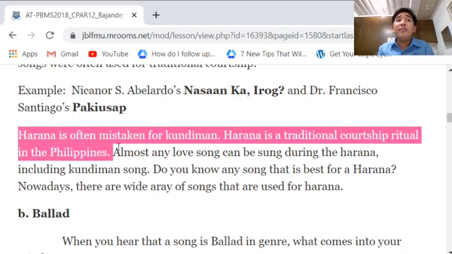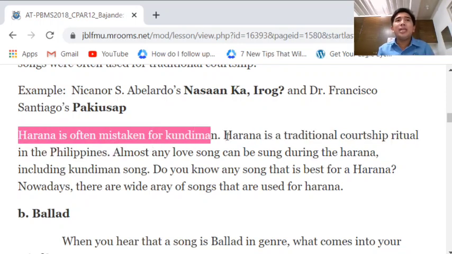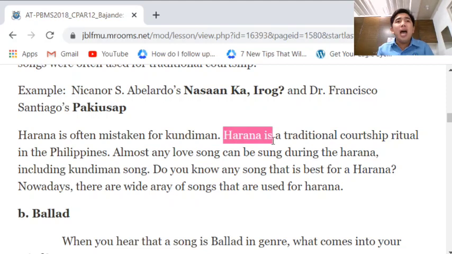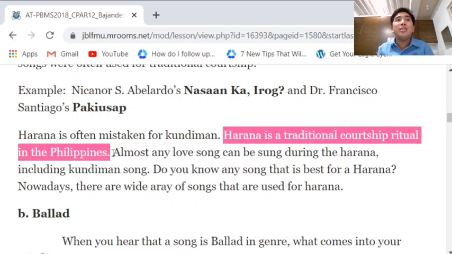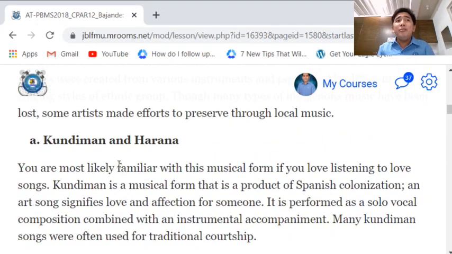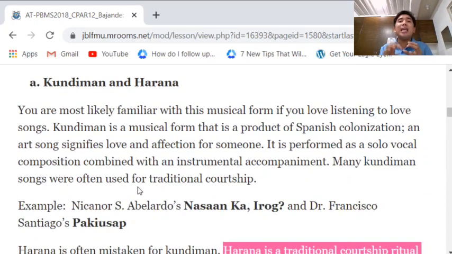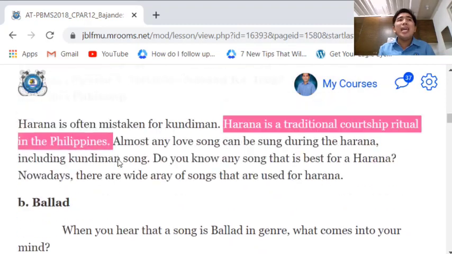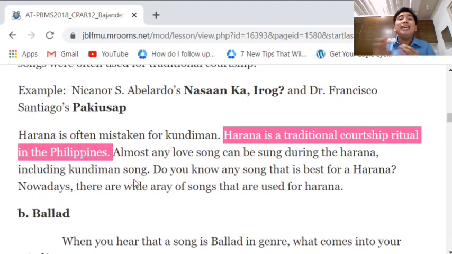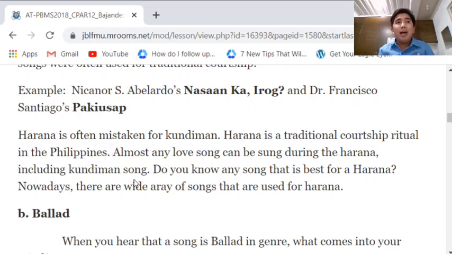Harana is often mistaken for kundiman. So what is harana? Harana is a traditional courtship ritual in the Philippines. The difference, class, is that kundiman is a type of song, and harana is a type of ritual, a ritual of courtship, or pagpangaluyag. And what is sung in harana is a kundiman song. I hope you are clear now.